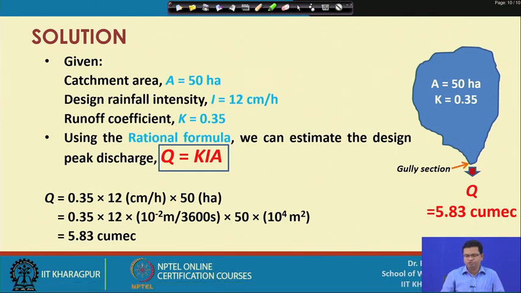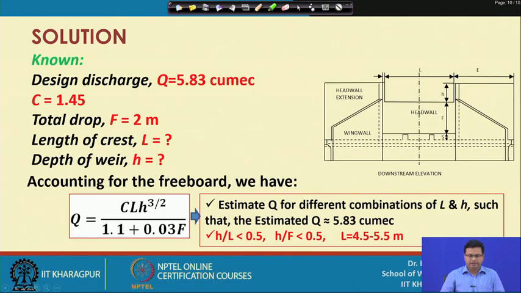Once Q is known, I can design my drop spillway. I have to use this formula: Q equal to C L S to the 3 by 2 divided by 1.1 plus 0.03 F, and it has already accounted for the freeboard.